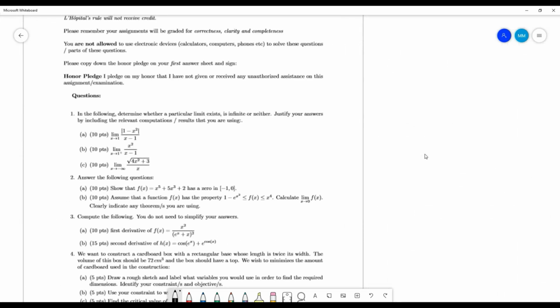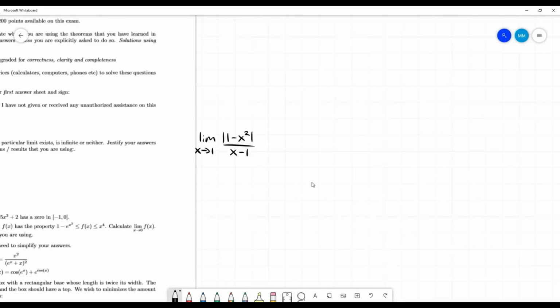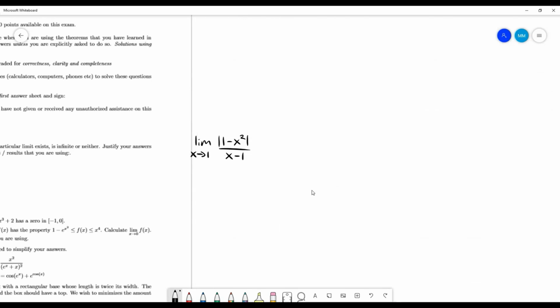So for number 1, for all 3 of these, we want to determine whether this limit exists, is infinite, or does not exist, right? So for this first one here, that is the limit as x approaches 1 of the absolute value of 1 minus x squared over x minus 1. Now, what we see here is, of course, that absolute value kind of messes things up. And even if we plug in that 1, if we try to plug and chug, we're going to get an indeterminate form of 0 over 0.